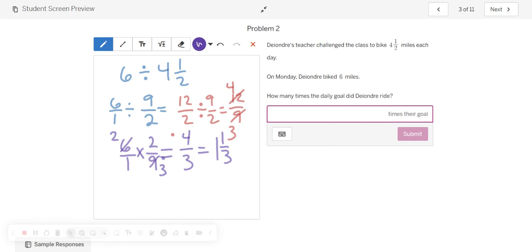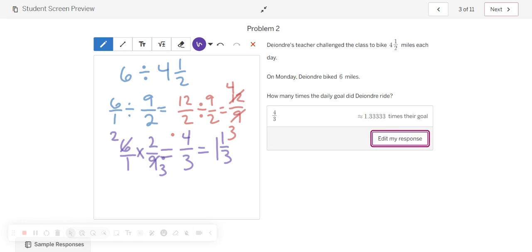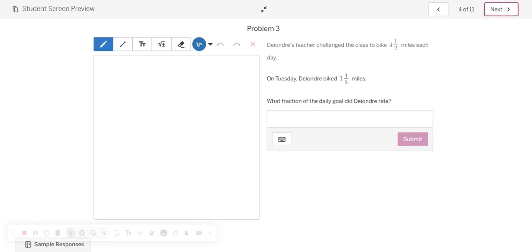So in here, I can do 4/3, and the computer should understand exactly what that means. On Tuesday, they only biked 1 4/5. Again, it's going to be 1 4/5 divided by 4.5. First thing, you got to change these into fractions. 5 times 1 is 5, plus 4 is 9/5. We already know that this one is divided by 9/2.